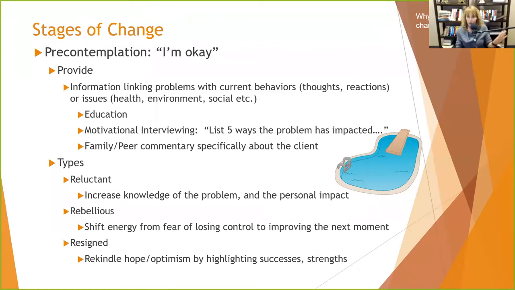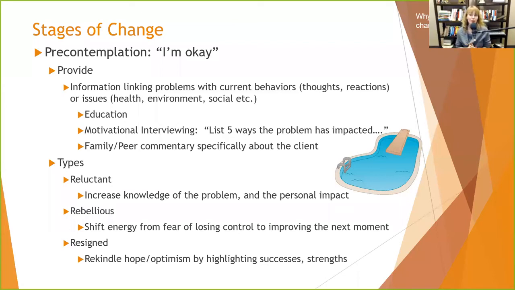Okay, we want to shift energy from fear of losing control to improving the next moment. So we want to say, I can't make you do anything. And you're the expert on you. I see that you've got a handle on this right now. So, whatever brought you here today, if it was your spouse who told you had to come, what do you think would help her feel more at ease about the current situation? And what do you think you can do in order to make things a little bit better?